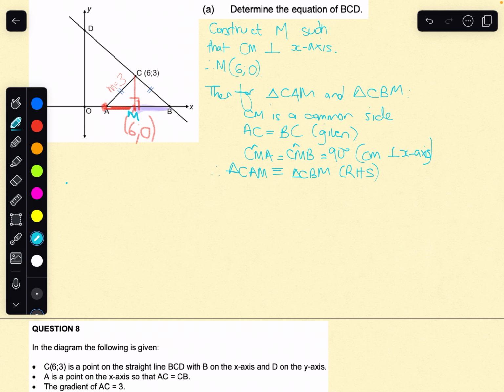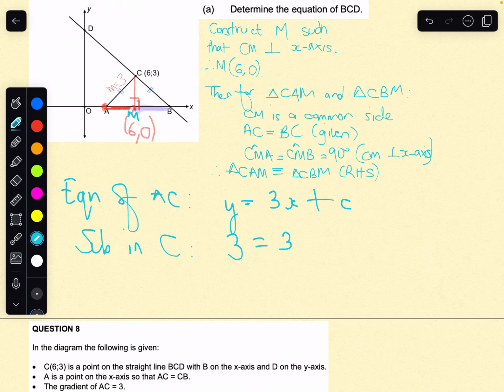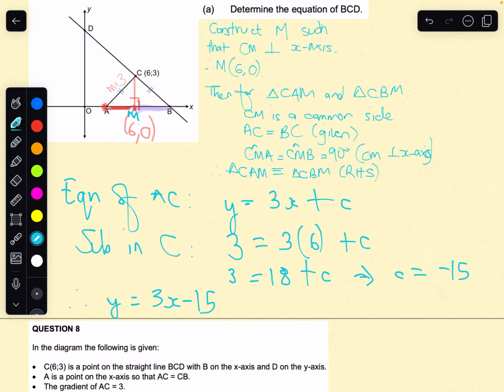So the equation of line AC will be given by y is equal to 3x plus c, right? They've given us the gradient of the line, so we know one piece of the puzzle. To find the other piece, we're going to sub in the point C to find c. So y is equal to 3, x is equal to 6, and so that means 3 is equal to 18 plus c. So c must be minus 15. Therefore, y is equal to 3x minus 15, right?